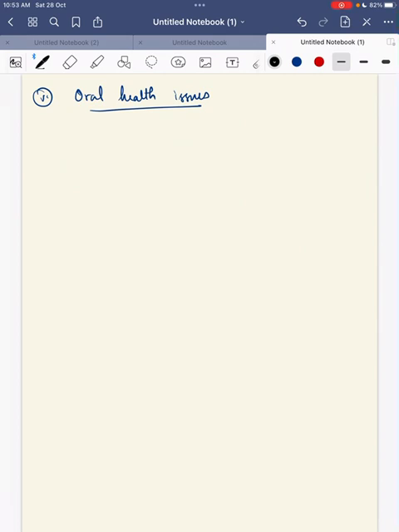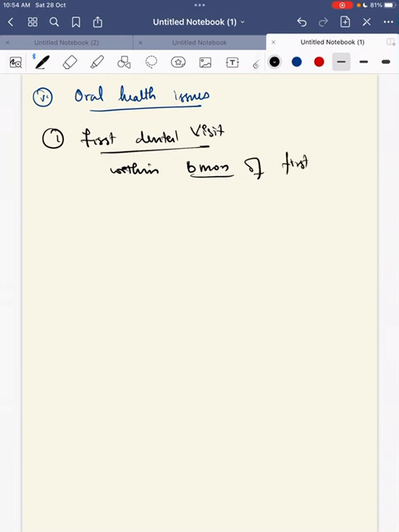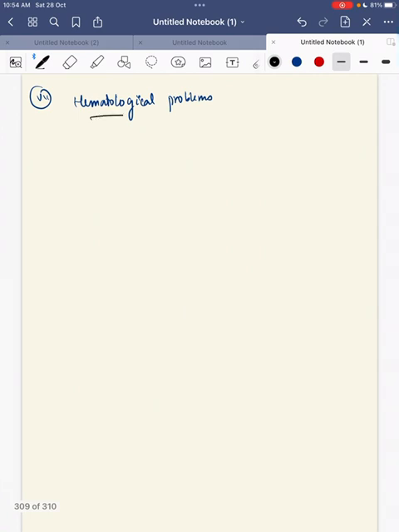Next are the oral issues. The recommendation according to IAP is that the first dental visit should be within 6 months of the first tooth eruption. Thereafter it is carried out yearly till 5 years of age. There should be brushing twice a day with a soft brush, and fluoride toothpaste should be used for oral health.